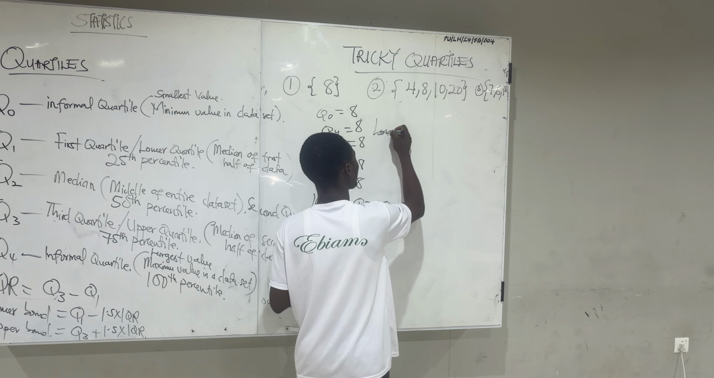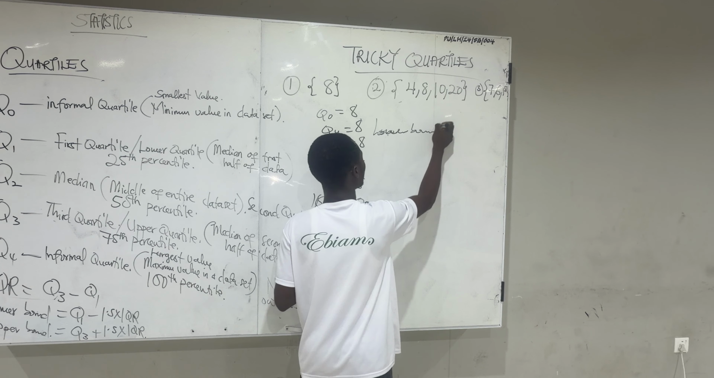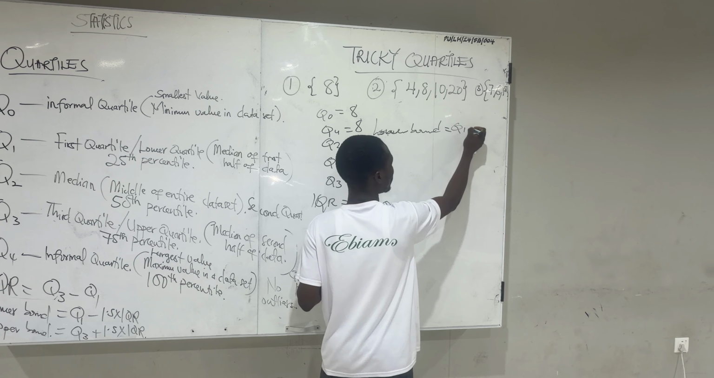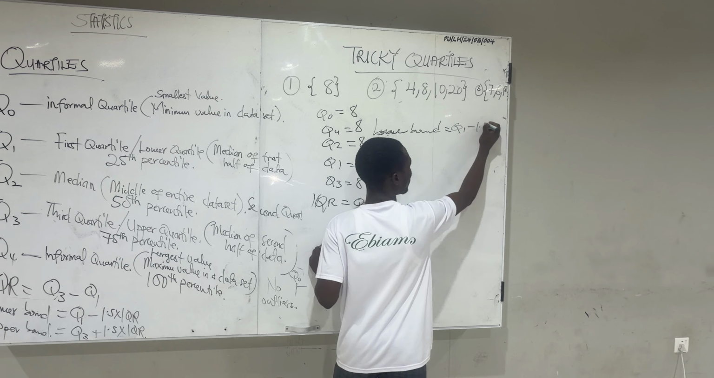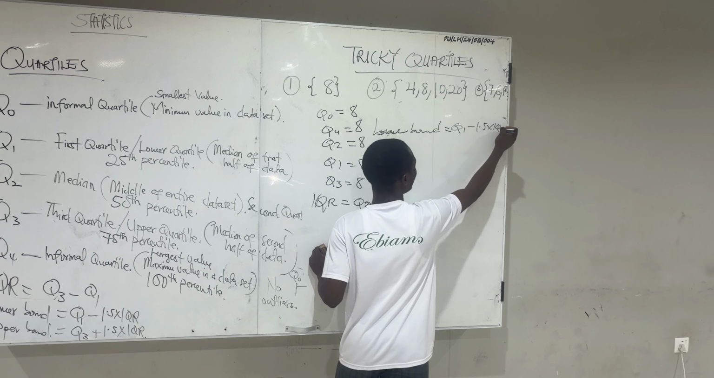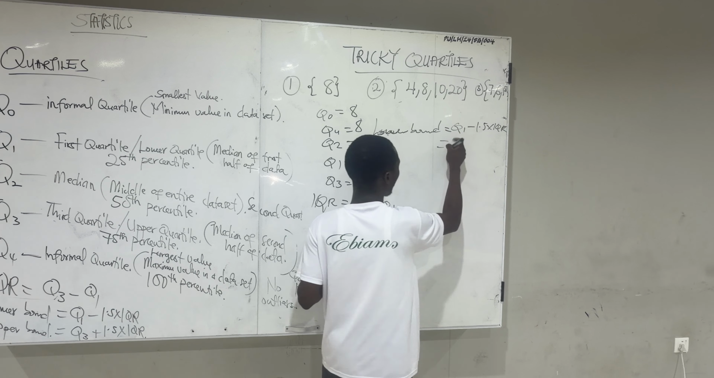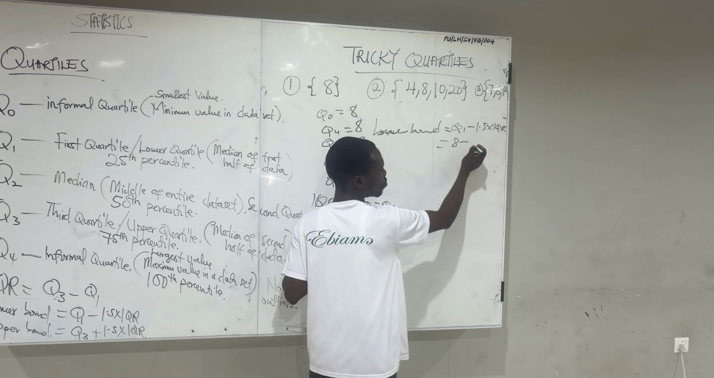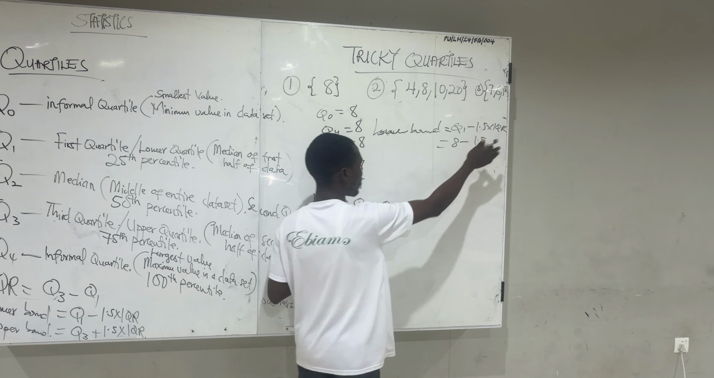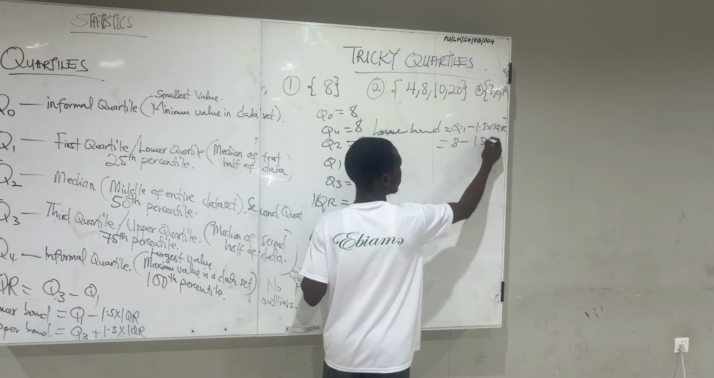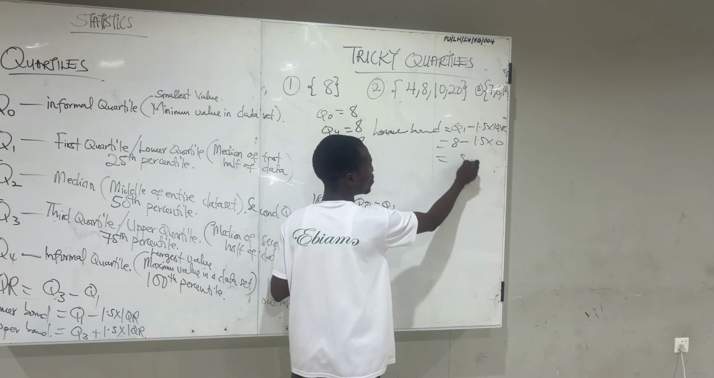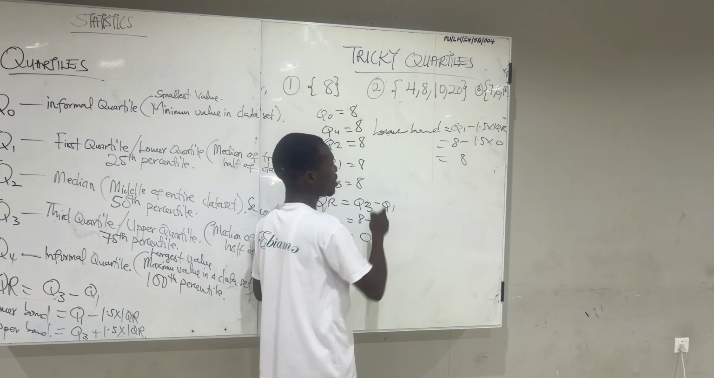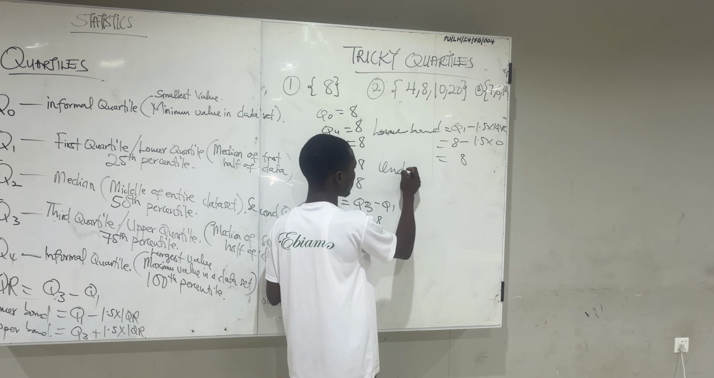So lower bound is equal to Q1 minus 1.5 times interquartile range. Our Q1 is 8, minus 1.5 times the interquartile range, which is 0. So you know mathematics, that means that you're going to get 8.